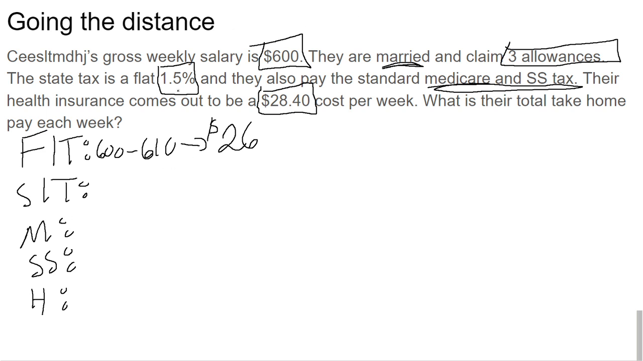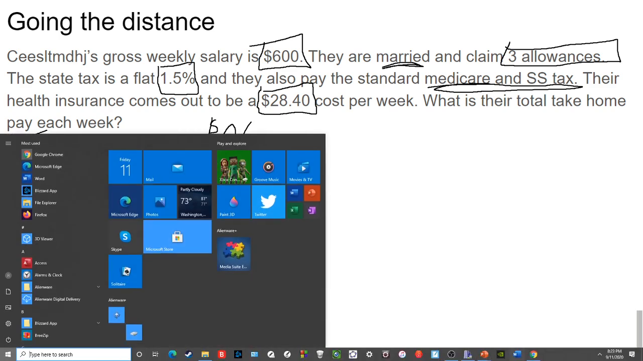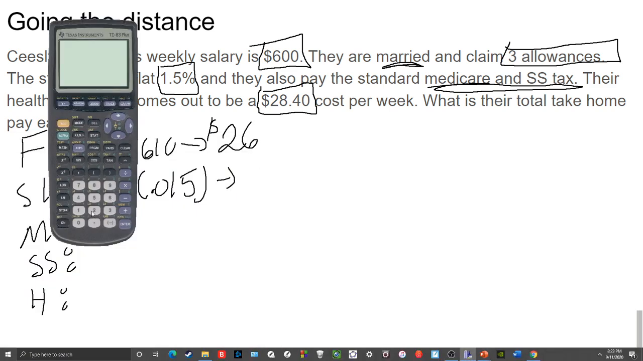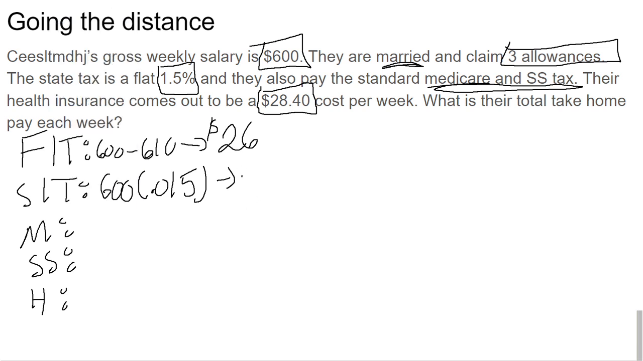SIT is a 1.5% flat rate. So we take 600 times 0.015, and we get $9. Not too bad.